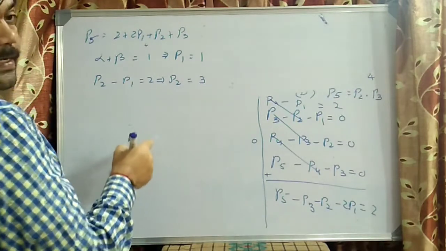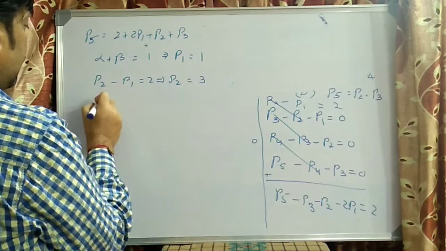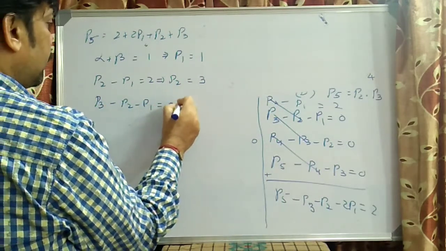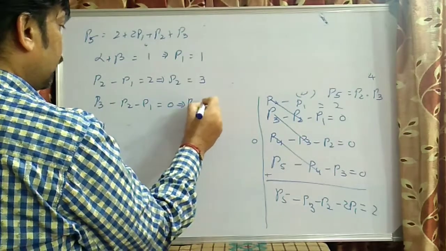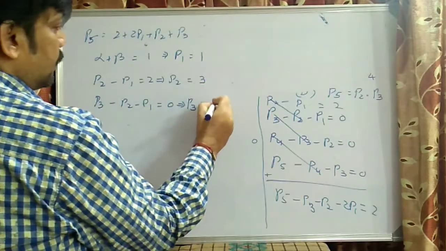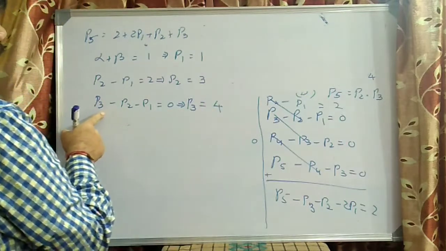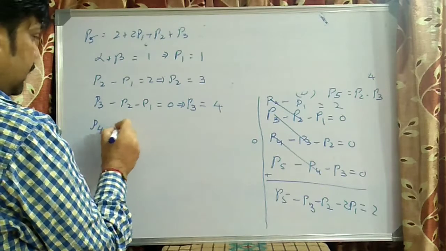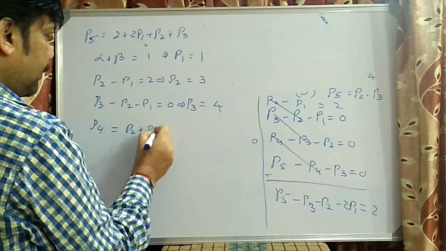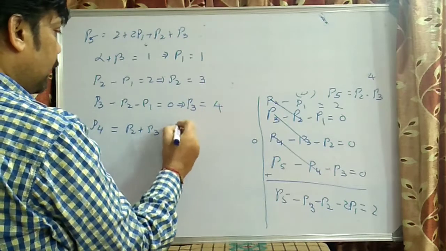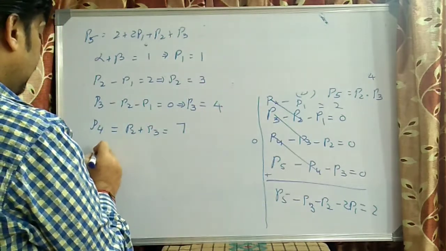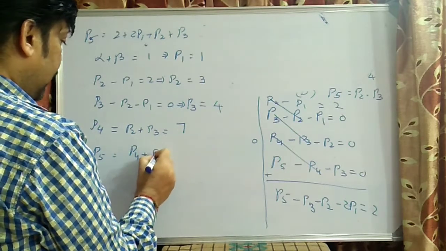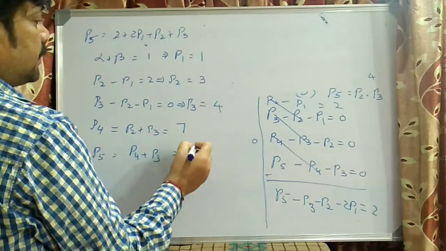P1 goes to the right hand side. And then P3 minus P2 minus P1 is equal to 0. That implies P3 is equal to, adding 1 plus 3, which is equal to 4. You can see P3 is equal to P1 plus P2. Then I have got P4 is equal to again P2 plus P3, which is equal to 3 plus 4, 7. In the same way, P5 is equal to P4 plus P3, which is equal to 11.